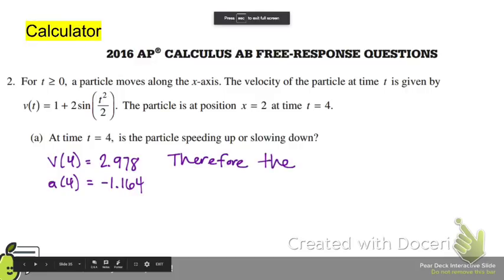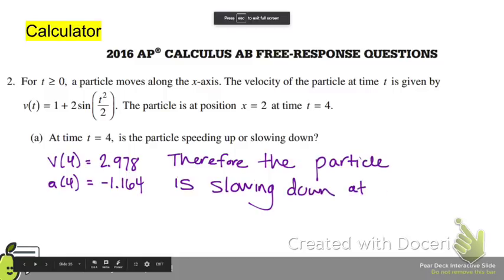the particle is slowing down at t equals 4. Because, you have to offer a because. You have to interpret your work. You can't lead them to interpret it. Because v of 4 and a of 4 are different signs.